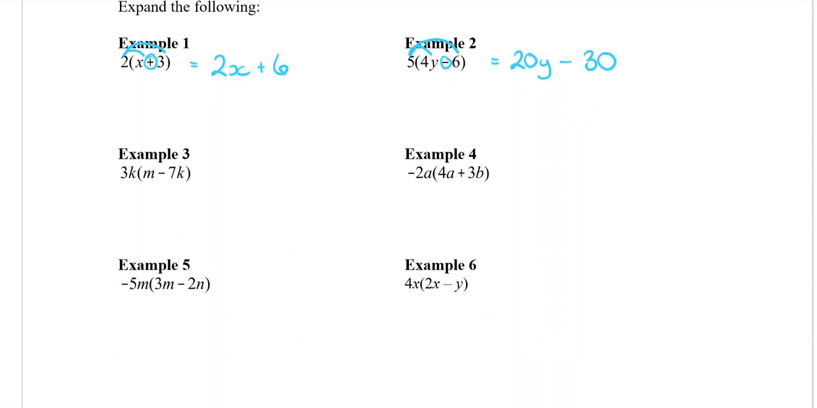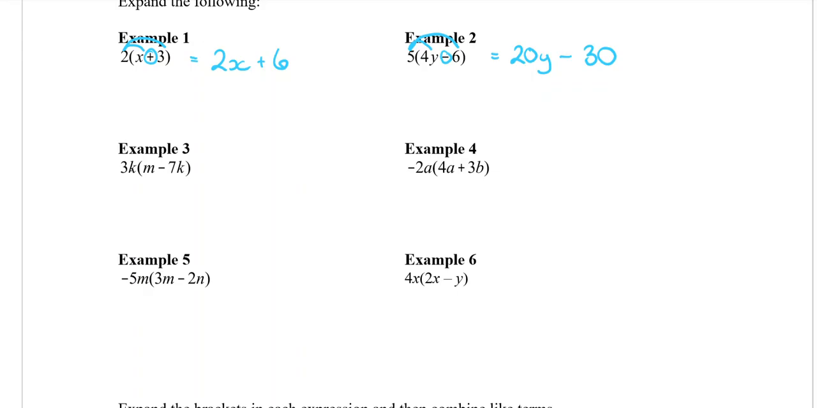Doing it again, question 3. 3k multiplied by m would be 3k and m. So the letters just all collect up there at the end. Then we have a minus sign. 3k times 7k. 3 times 7 is 21. And the k times the k makes a k squared.